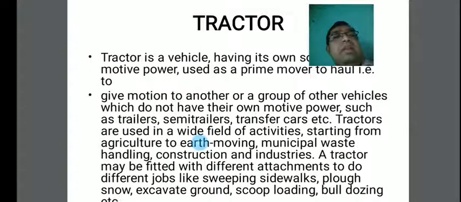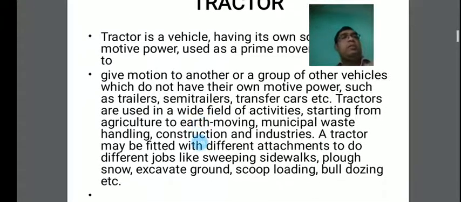Tractors are used in a wide field of activities, starting from agriculture to earth moving, and even municipal waste is transferred by the tractor. Basically, the tractor is the least cost vehicle because it can do all these jobs in multiple ways.